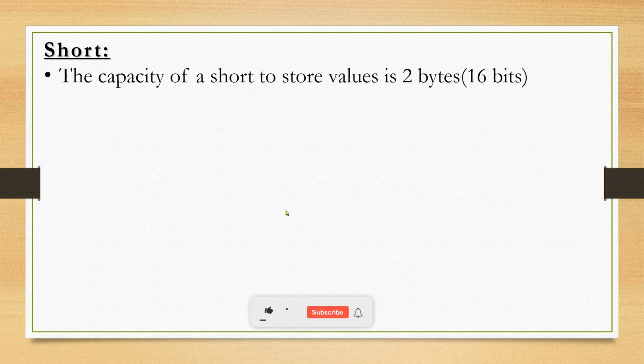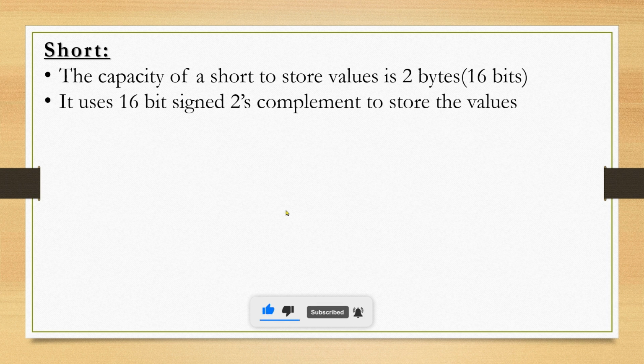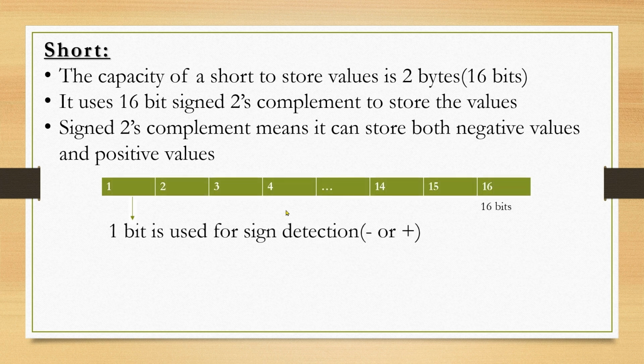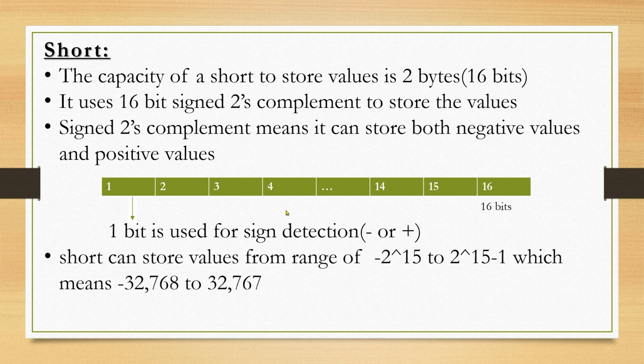Short. The capacity of a short to store values is 2 bytes, which means 16 bits. It uses 16-bit signed 2's complement to store the values. Signed 2's complement means it can store both negative and positive values. In 16 bits, 1 bit is used for sign detection, minus or plus, and the remaining 15 bits are used to store values. Short can store values in the range of minus 2 power 15 to 2 power 15 minus 1, which means minus 32,768 to 32,767. Syntax is short space var name.